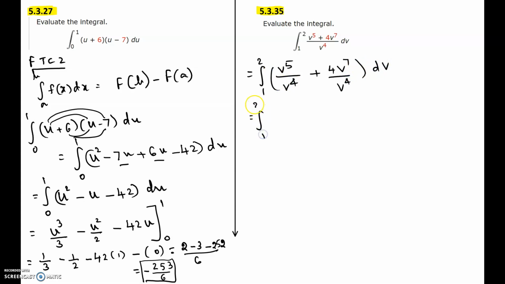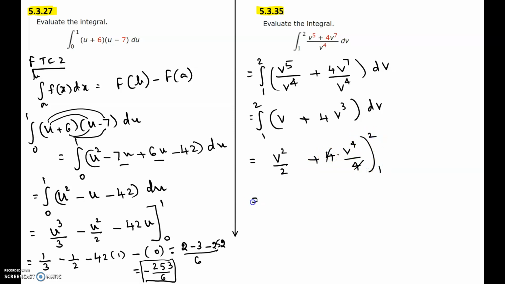This will be the integral from 1 to 2. v^5 over v^4 would be just v. Then 4v cubed dv. Now integrate each one of the terms. That will be v squared over 2 plus 4v^4 over 4 between the limits 1 and 2. Now plug in the upper limit in the place of v.